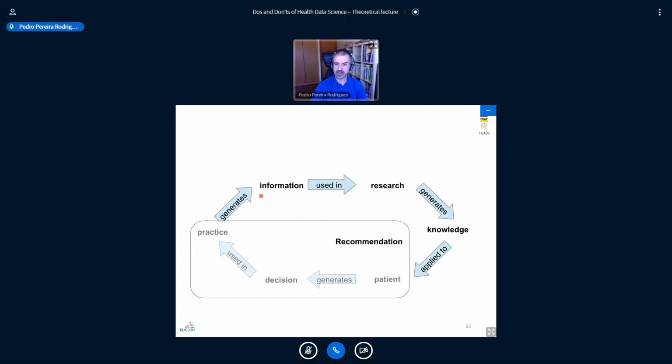Usually this lower part of the cycle is the basis of clinical decision support systems. And this is where you usually want to reduce the uncertainty of the decision. So you have a decision and it needs to be made. And you need to take knowledge and the uncertainty that is surrounding this situation, and transform it into a clinical decision.